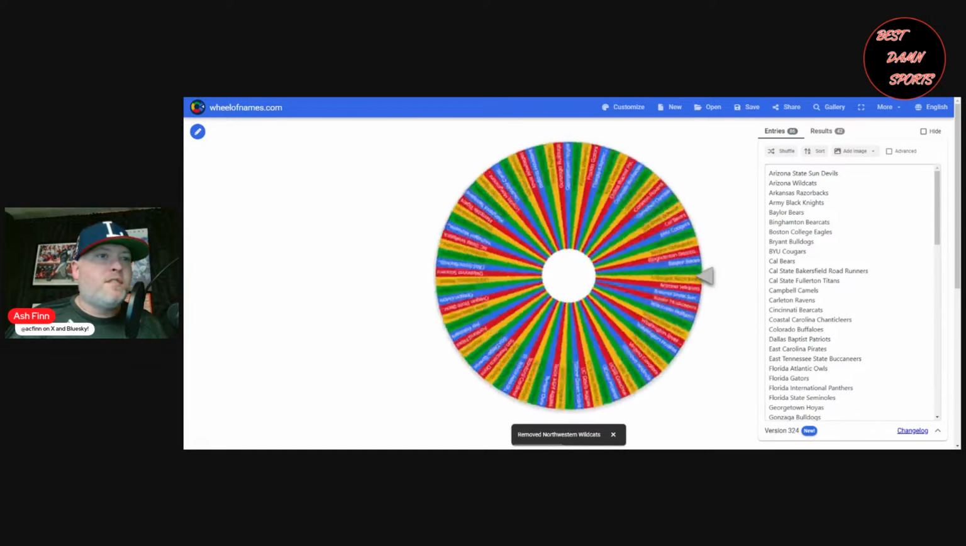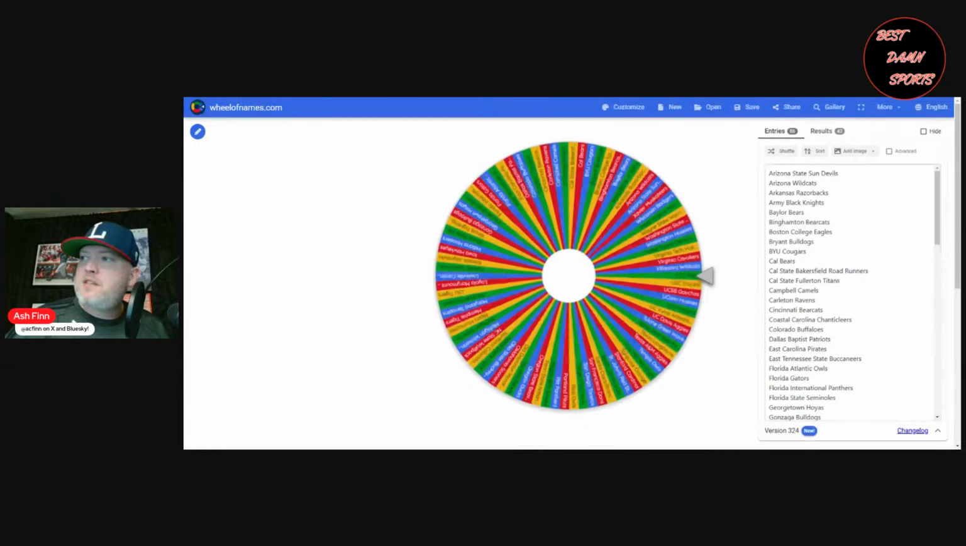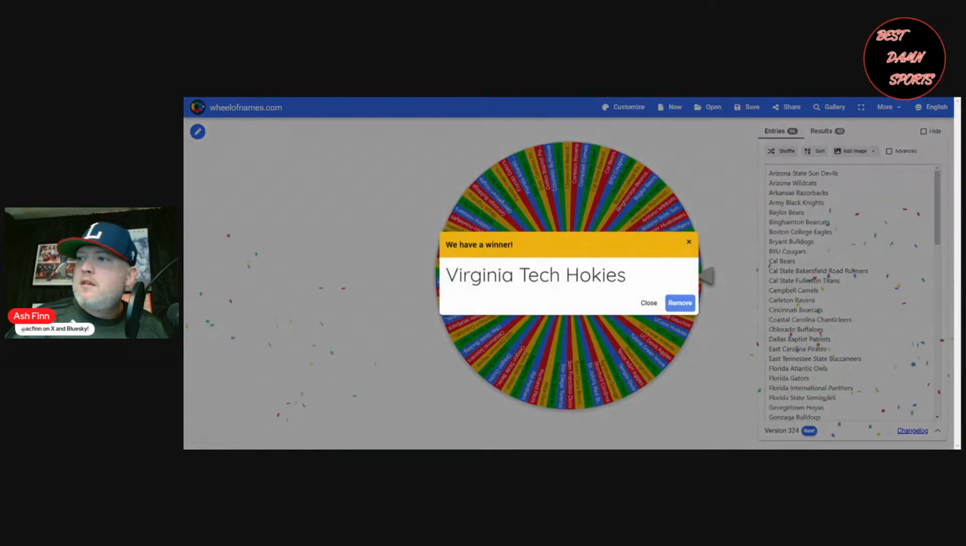Man, the West Coast Conference only had 2 teams taken so far. We're going to get another one right here with this spin. Looks like it's going to be an ACC selection. The Virginia Tech Hokies.